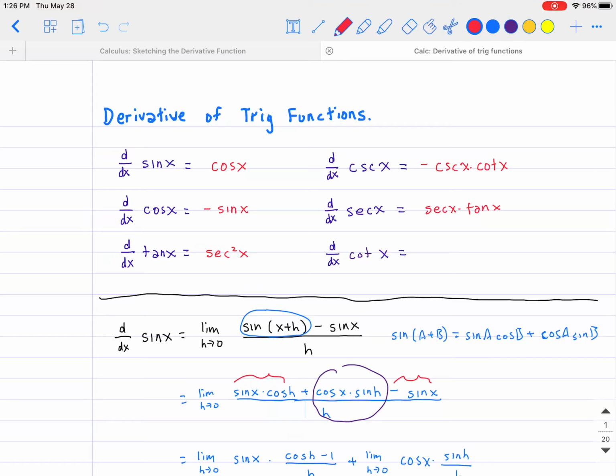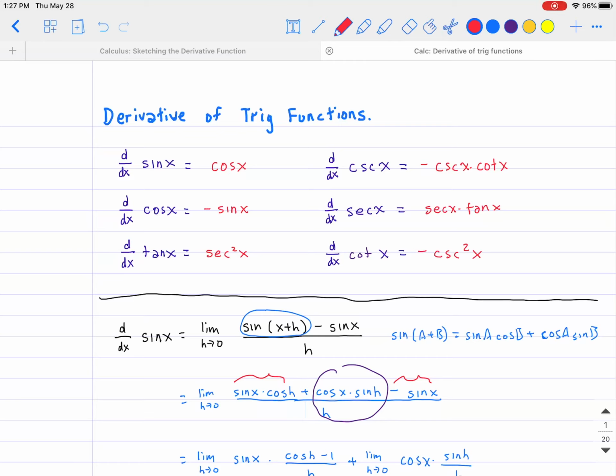So cotangent, the derivative of that is supposed to be negative cosecant squared of x. The reason why I want to pull up this screen is so that you can see if there's a pattern that can help you memorize this.